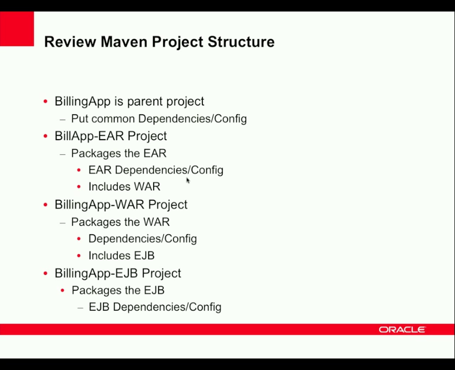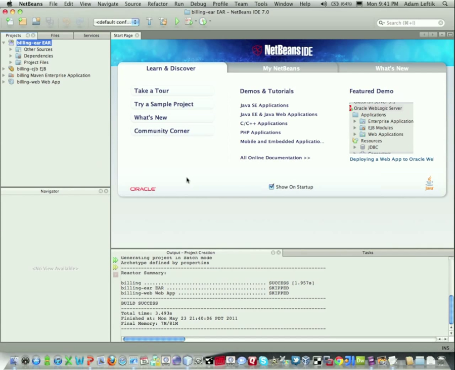Any war modules that I've defined called billing app war will also be in there, and it's going to define the packages for the war file, the dependencies for the war, and it's also going to have a dependency on the EJB. So this is how it maps out the entire dependency graph, starting with the ear, working its way down, and then finally we'll have the EJB project itself, which will be consumed by the war project. Okay, so let's go back and look at this in the IDE.